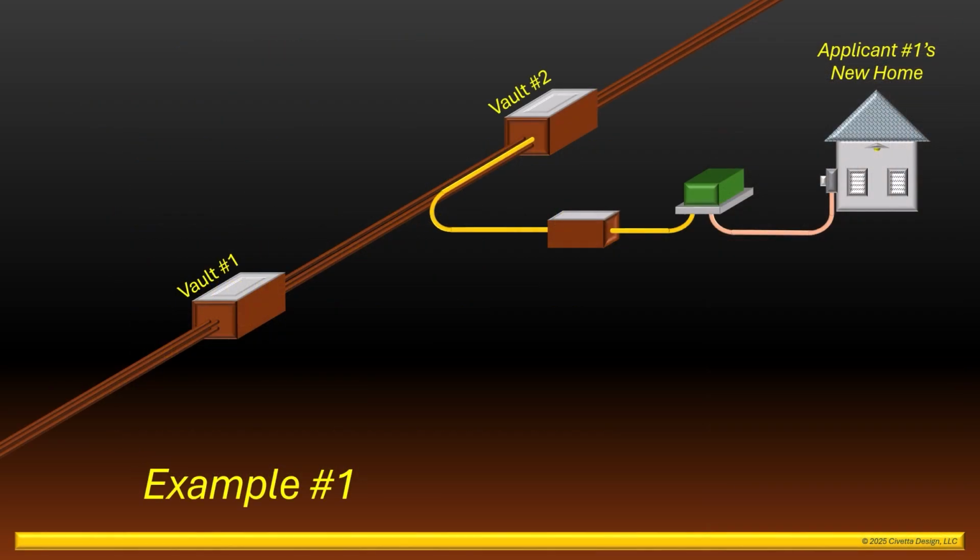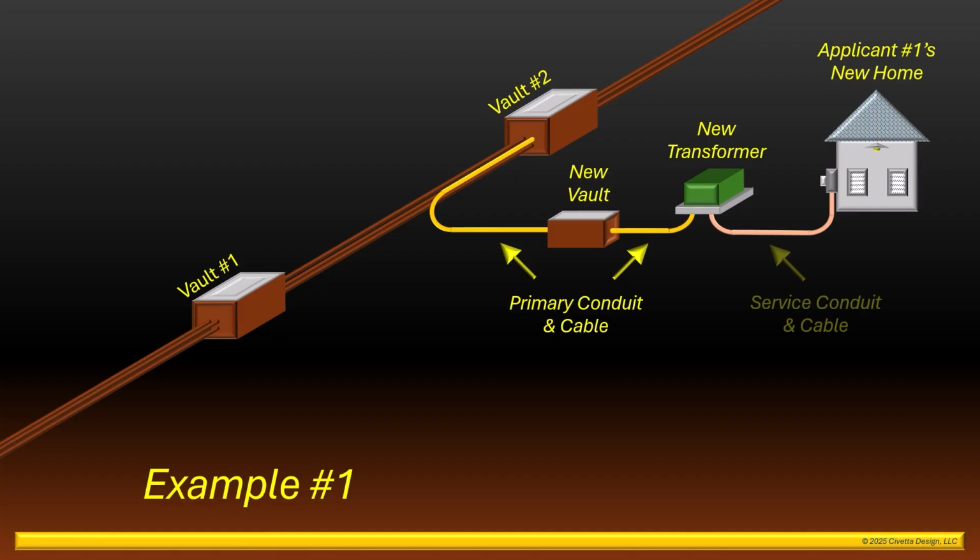Let's take a look at an example. Applicant number 1 is building a new home and has requested a new electric service from the local utility. Once the engineering design is complete, it is determined the new service will require installation of a new vault, a transformer, approximately 300 feet of new primary conduit and cable, as well as 30 feet of service conduit and cable connected to the customer's meter panel.